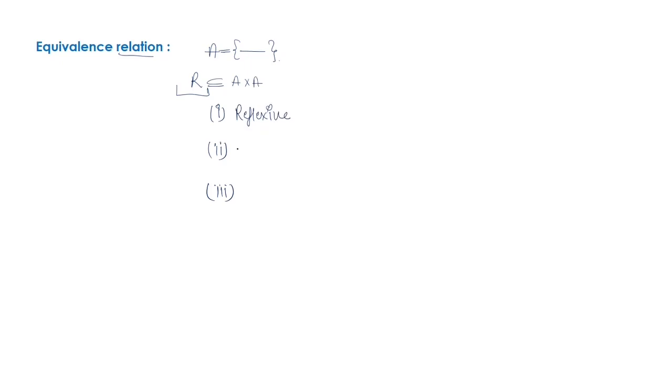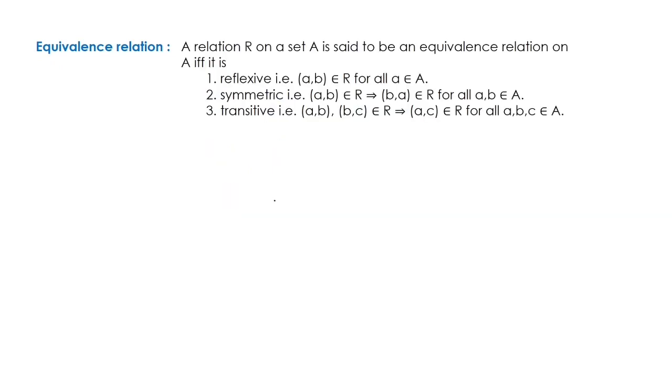the second one, it should be symmetric, and the third one says it should be transitive. If a relation is reflexive, symmetric and transitive, then only we can say that my relation R is an equivalence relation. If any of the three properties is not satisfied, then we cannot say that my relation is an equivalence relation. So here is the definition.